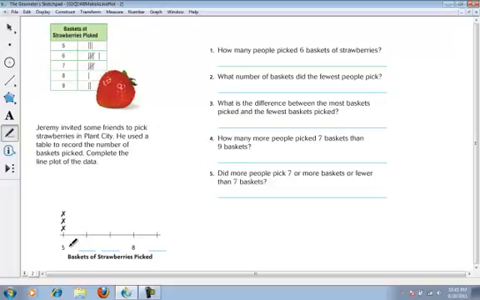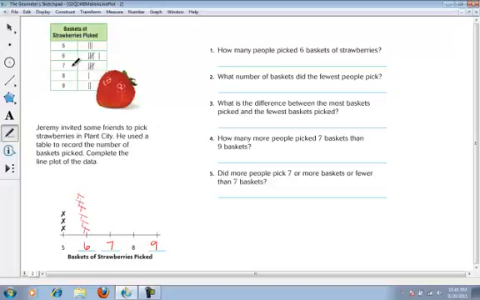The next thing we're going to do is fill in the numbers on our number line for the number of baskets that they picked. We have the numbers 5, 6, 7, 8, 9 in our table. So I'm going to put 5, 6, 7, 8, 9 on the number line. Next I'm going to draw my X's. 3 people picked 5 baskets, so 5 has 3 X's. It looks like 6 people picked 6 baskets. 1, 2, 3, 4, 5, 6.